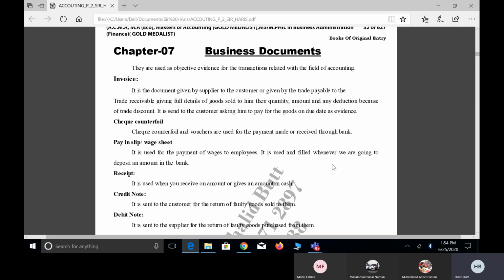It can be used afterward, whenever you feel that amount has been deducted from your account. What was the reason? You can see from the check counter file. The check counter file is also used as an evidence when you make a payment through checks.